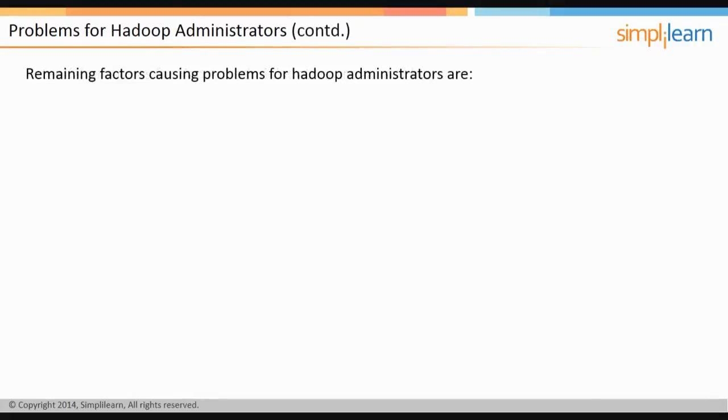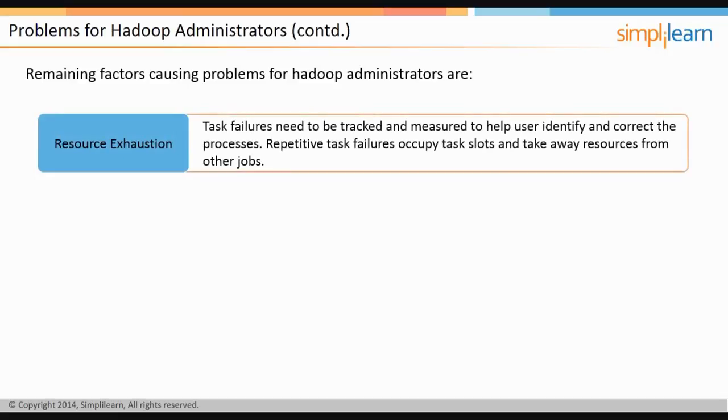The remaining factors causing problems for Hadoop administrators are resource exhaustion. It is also a major factor that causes problems. As an administrator, one should measure and track task failures so as to help the user identify and correct the processes. Repetitive task failures can occupy task slots and can also take away resources from other jobs. Therefore, it should be seen as a drain on overall capacity.